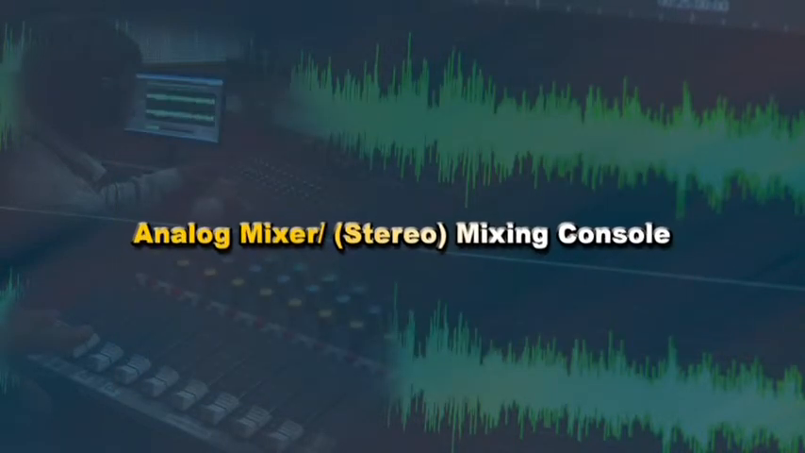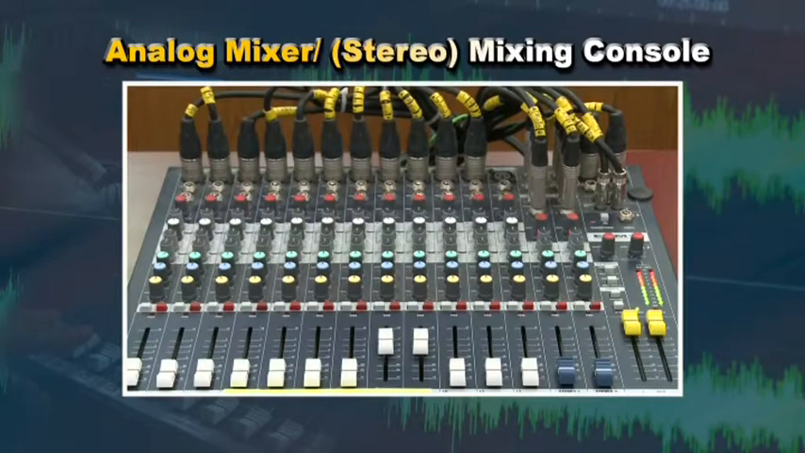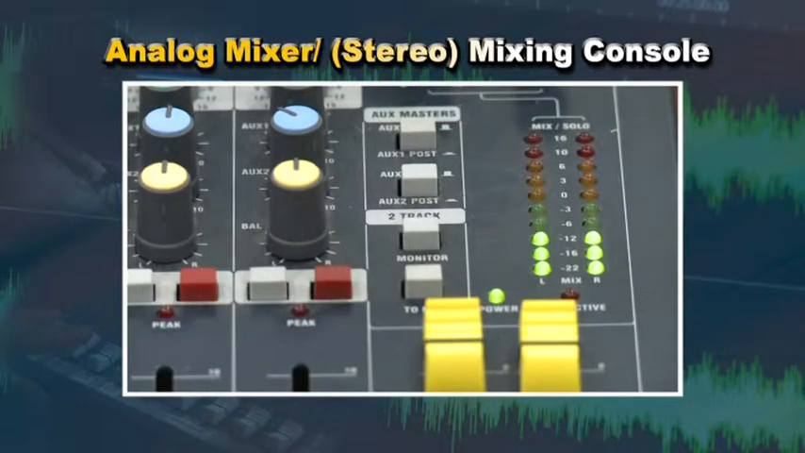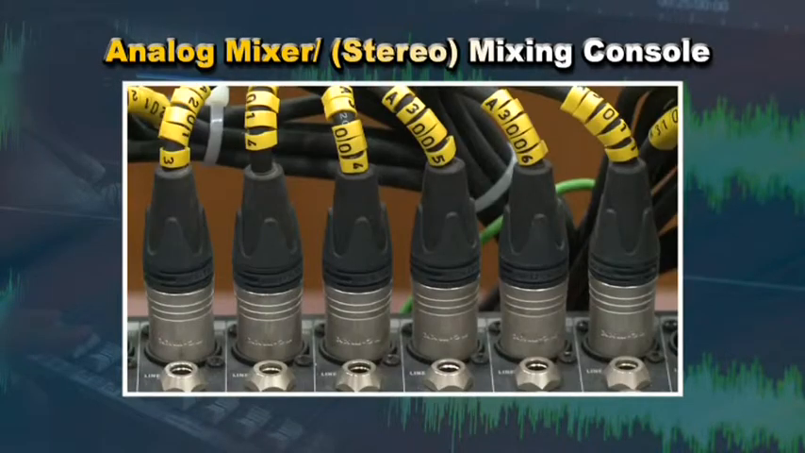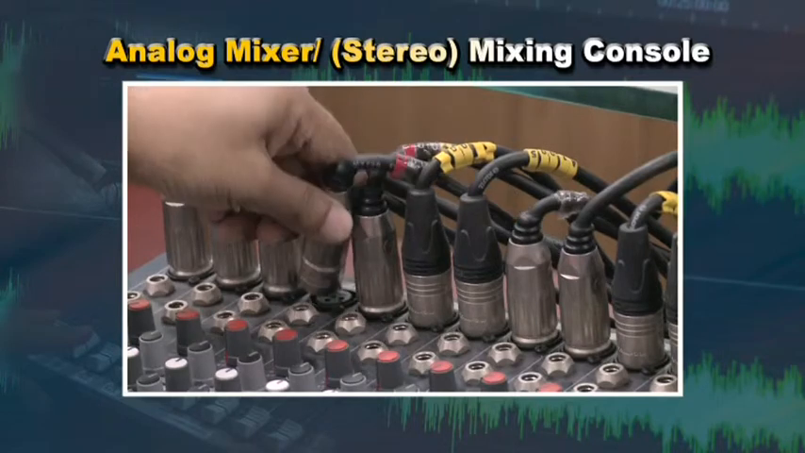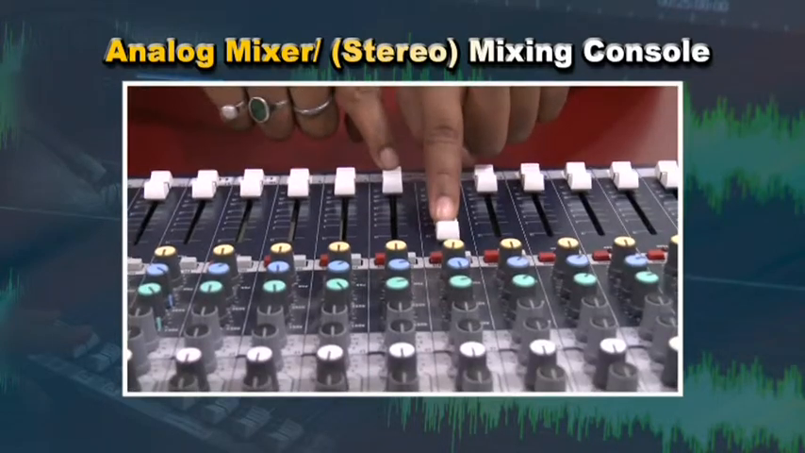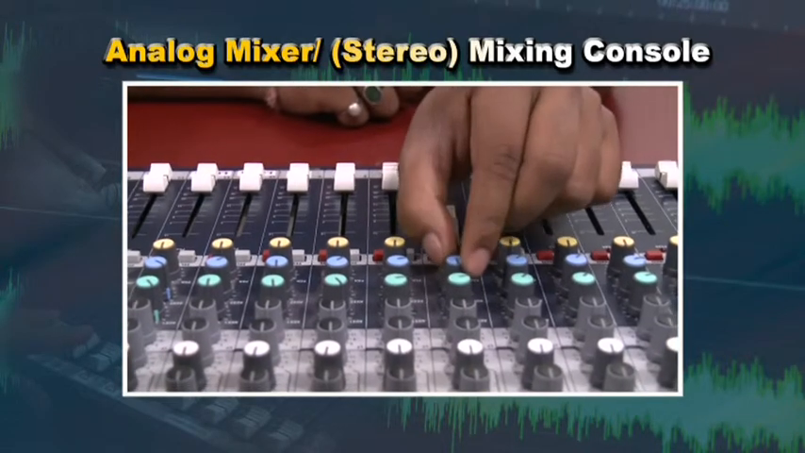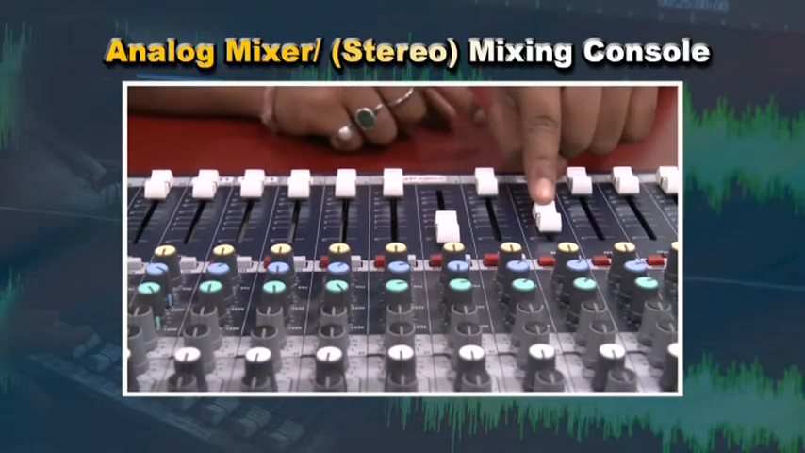Now let's talk about a simple analog mixer or stereo mixing console. A simple analog audio mixer combines several incoming signals into a single output signal. This cannot be achieved simply by connecting all the incoming signals in parallel and then feeding them into a single input because they may interfere with each other. The signals need to be isolated from each other, providing individual control of at least the level of each signal.